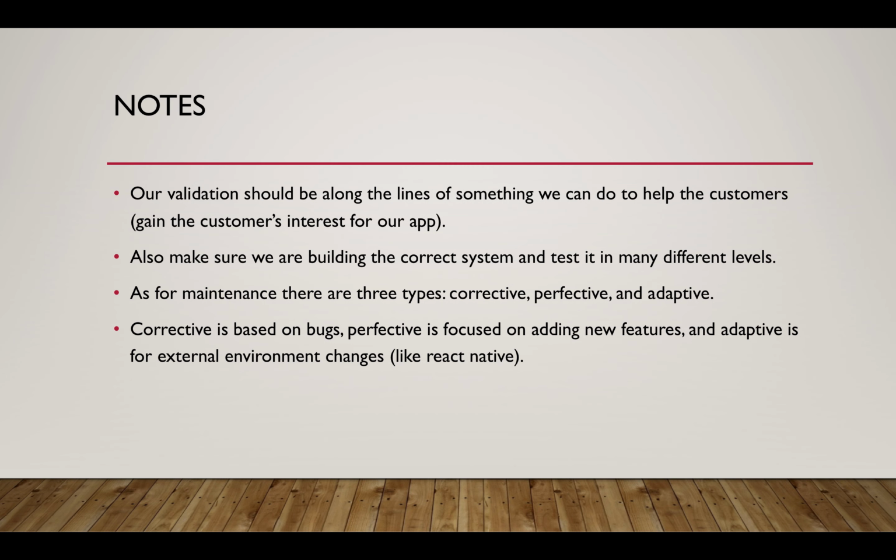And as for the maintenance, there are three types: corrective, perfective, and adaptive. Corrective is focused on bugs. Perfective is focusing on adding new features, and adaptive is for external environment changes, an example being React Native, how it's always changing.